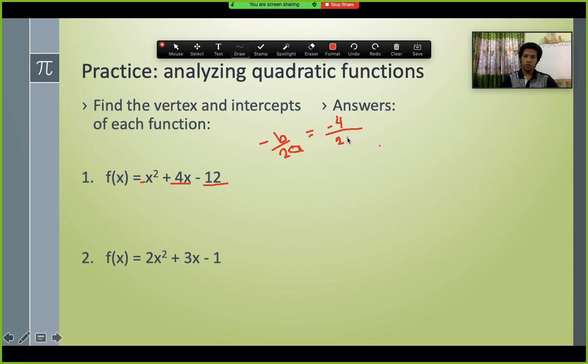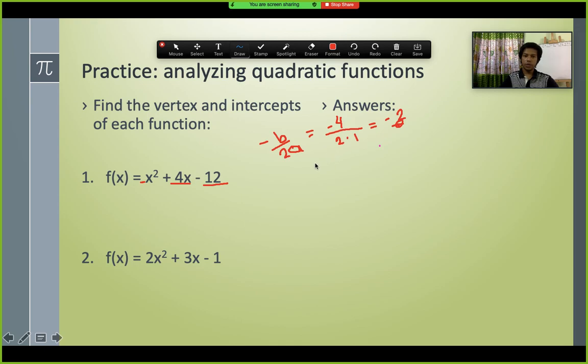Then 2 into what is here? 2 into the a value, which is 1, that means 2 into 1. So what does this equal? This is minus 4 divided by 2. Minus 4 divided by 2 means minus 2. So minus 2 is the x value of the vertex.